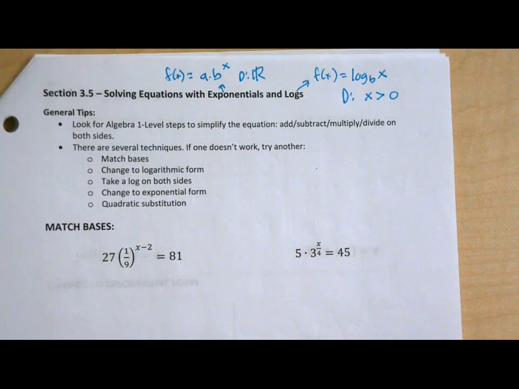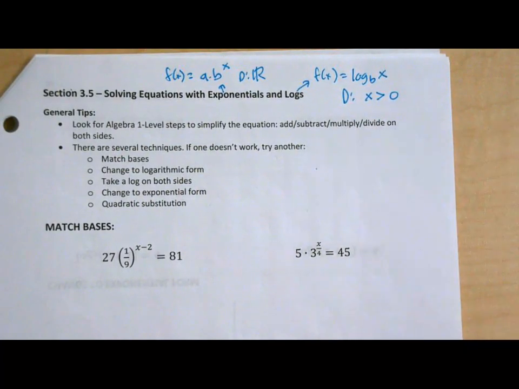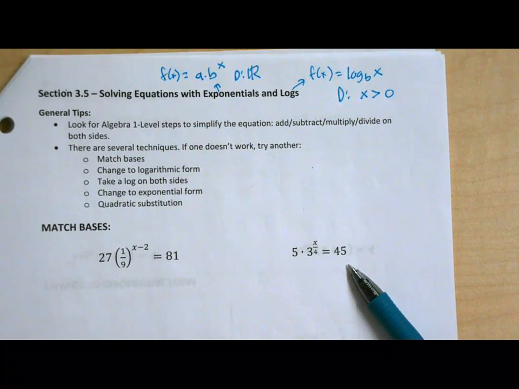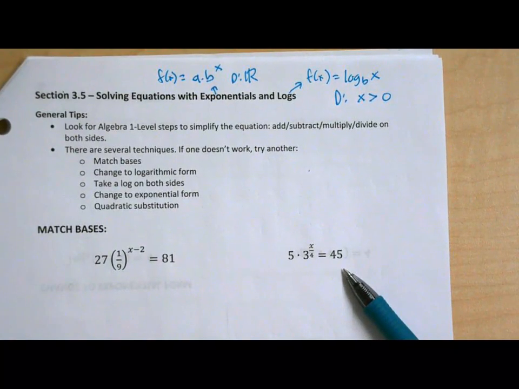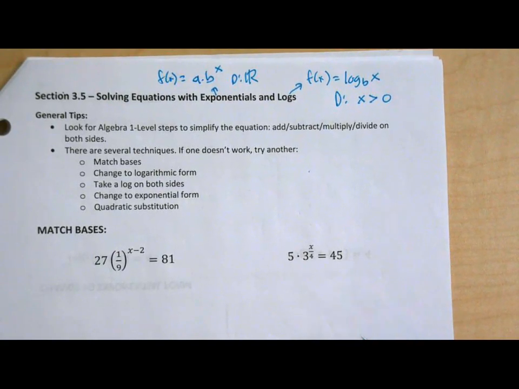The biggest tip that I can give you is when you approach a problem, look for some Algebra 1 type moves you can make to make the problem simpler. A lot of times you're going to see some really simple Algebra 1 type moves. For example, when I look at this second example here, there is a really simple thing that I could do at the beginning of this problem to make things simple. What would you do in this second one? First thing before you did anything else. We could divide by 5 on both sides. That problem would be way simpler if we did that, wouldn't it?